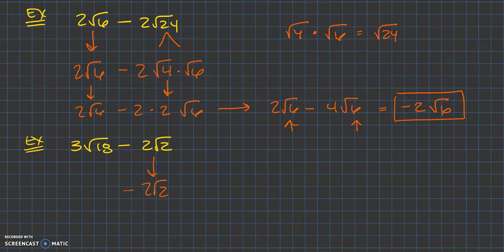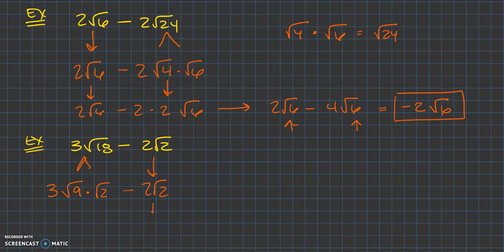But when I see 18, and this is where knowing your multiplication facts is so important, because I know immediately that 2 factors of 18 are 9 and 2. And I also know my perfect squares. So 9 is a perfect square. So this will actually simplify to 3 times root 9 times root 2. Make sure that's a multiplication dot, not a subtraction sign.